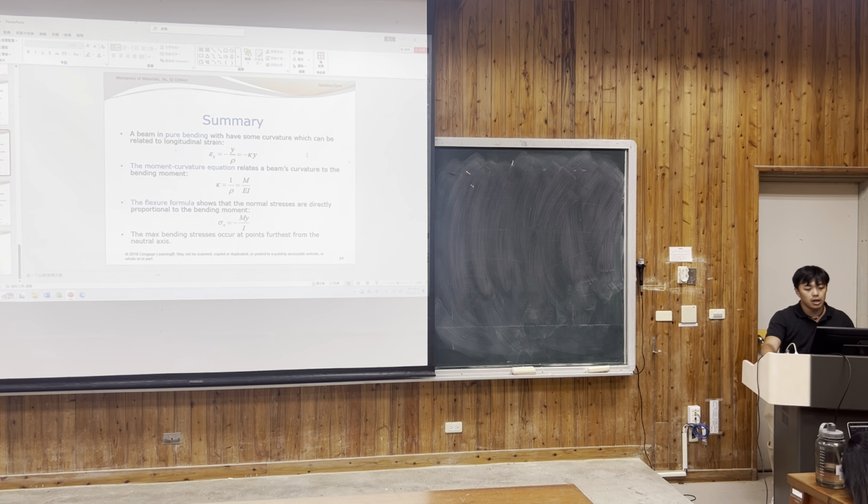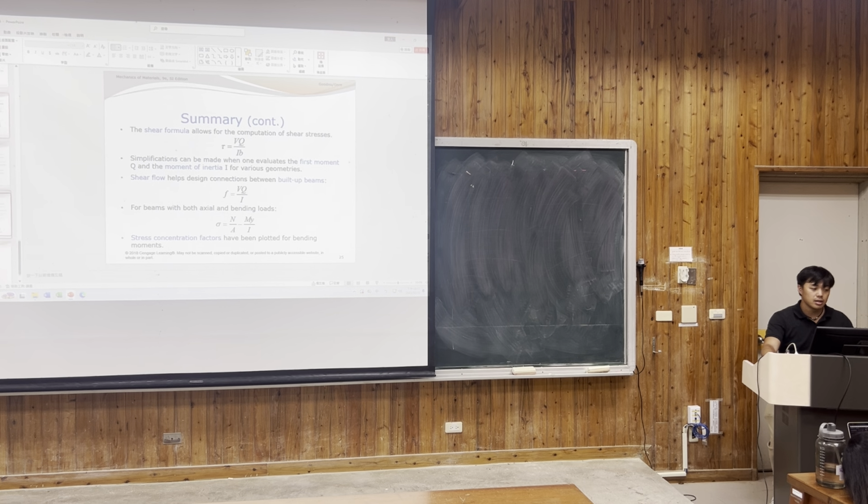Then let's go through this summary. I think this page is in Professor Wu's lecture, right? The strain equals negative kappa y, and kappa equals M over EI, and stress equals negative My over I, right? And this shear part, I think you guys will have to make sure, and if you are sure, then we will skip it.